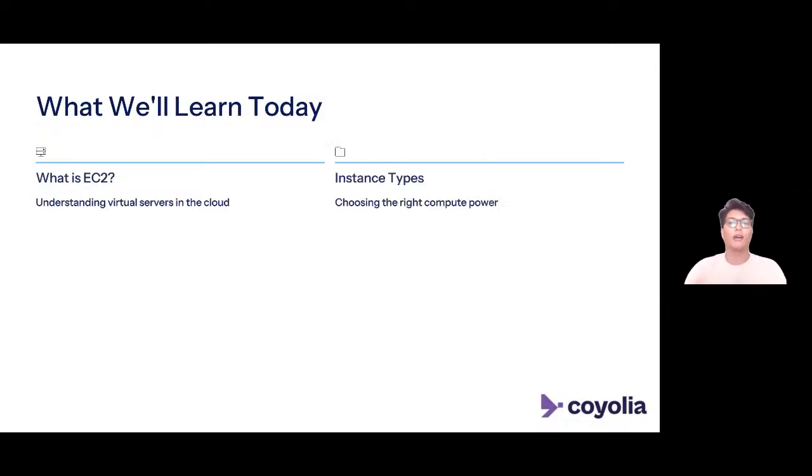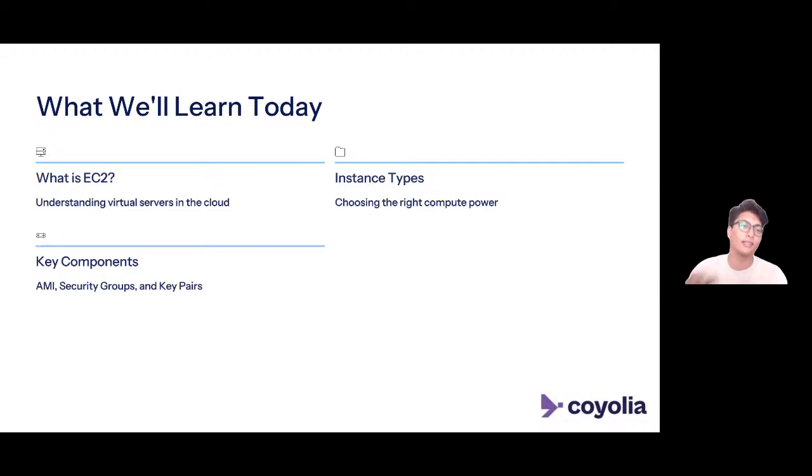Second, we will know what types of instances are available. We'll see what the key components in an EC2 instance are, such as AMI, security groups, and key pairs. We'll come to an understanding of them while we are creating the EC2 instances.